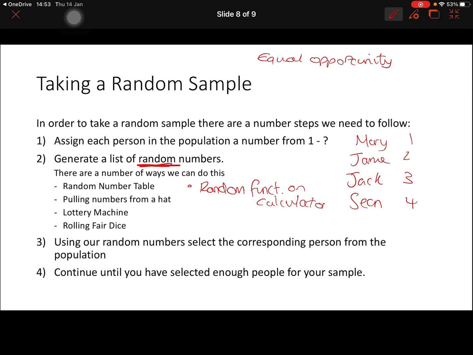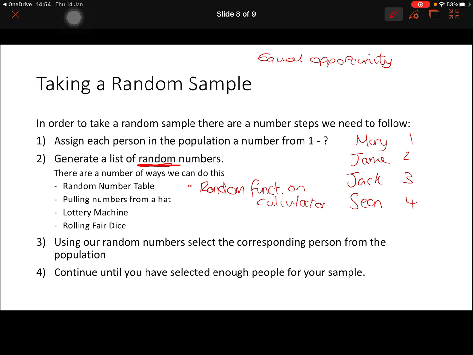We then use our random numbers, however they came about, to select the corresponding person from our population. Because the numbers are random and because those numbers are all assigned to people, this would mean that everyone has an equal chance of being chosen. Okay, therefore we will have a perfectly random sample. All you keep doing is continue working through your random numbers until you have selected enough people that you wanted for your sample. So if you wanted 10 people, you would go through until you'd used 10 random numbers and selected your 10 people.